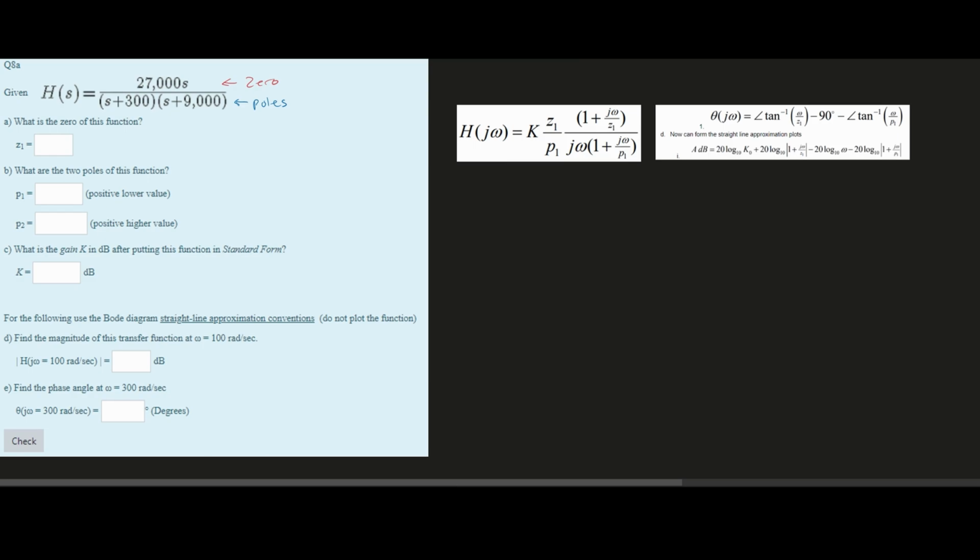So when we look at the numerator, we only have this s. We don't have anything else connected to it. We could say this is like s plus 0, and this is really what our zero would look like. And so the zero for this function will just be 0.